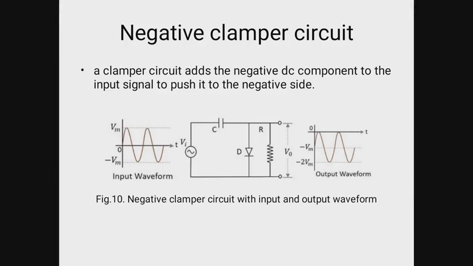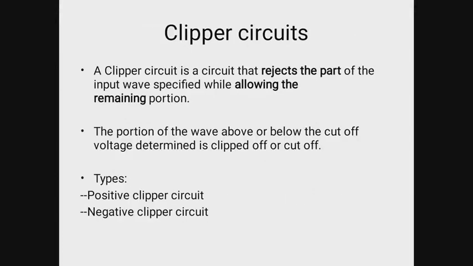Why is it called negative? Because the entire DC signal is shifted in the downward direction, or below the 0 line. So that is why it is called the negative clamper circuit.